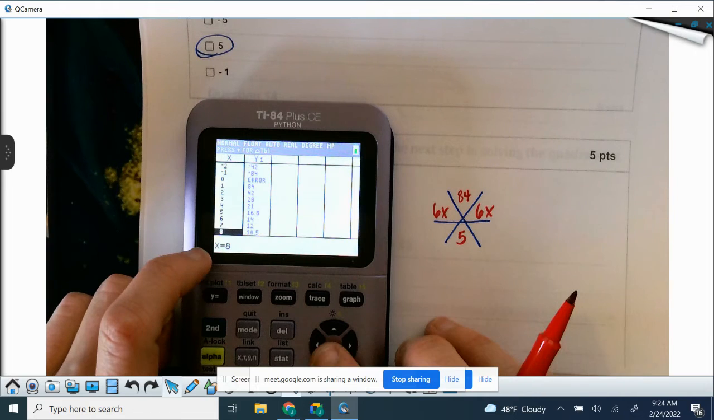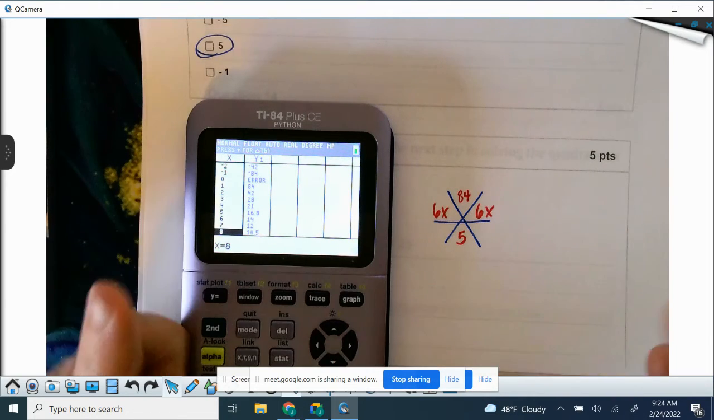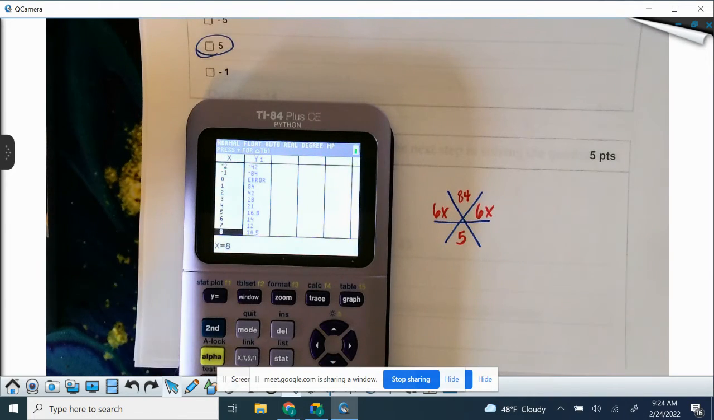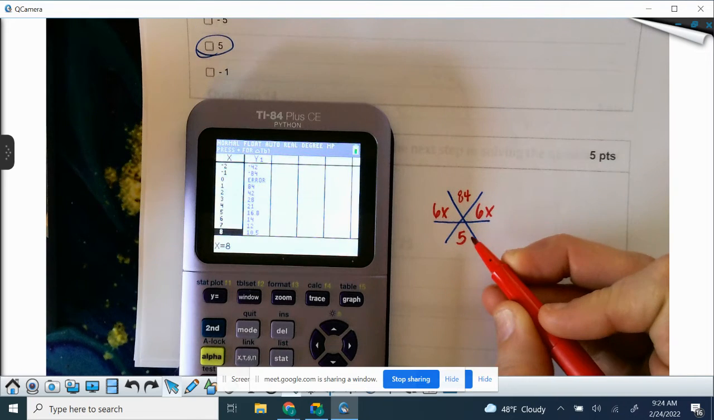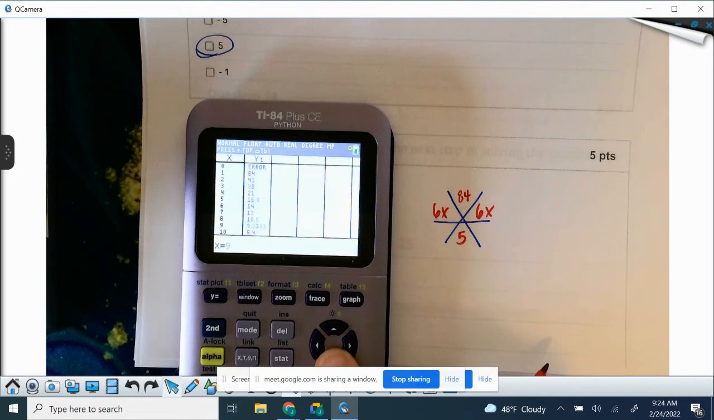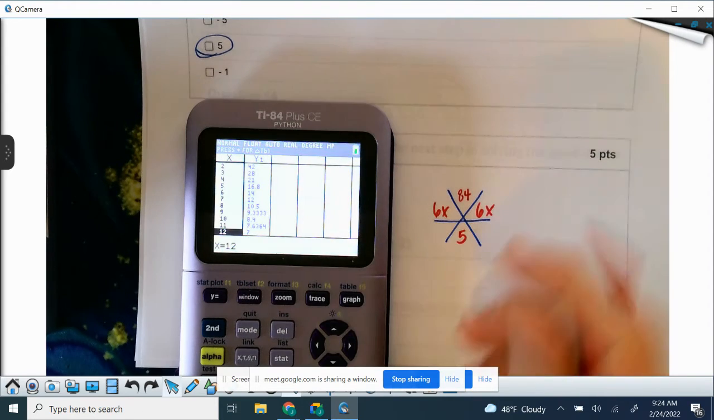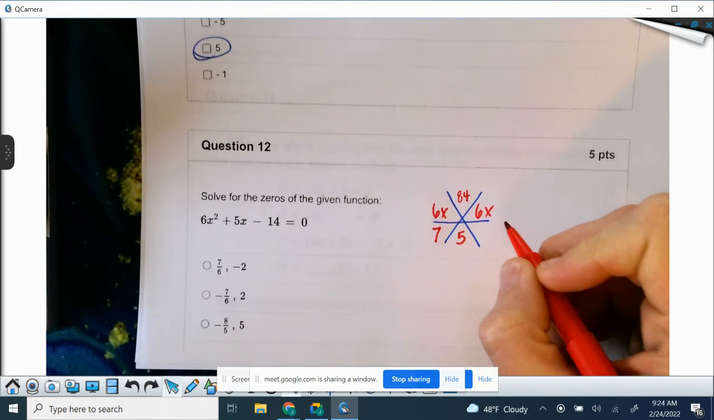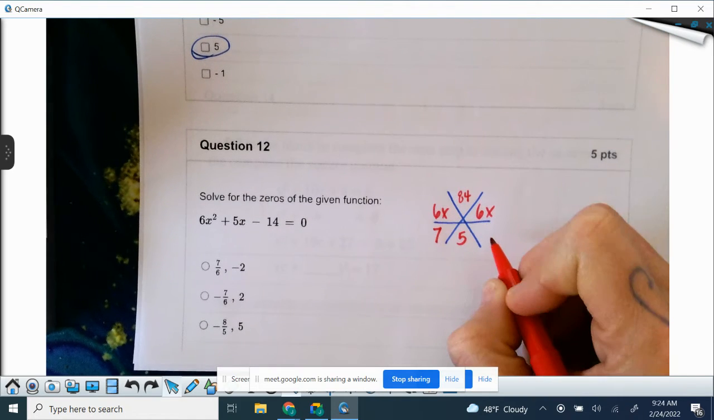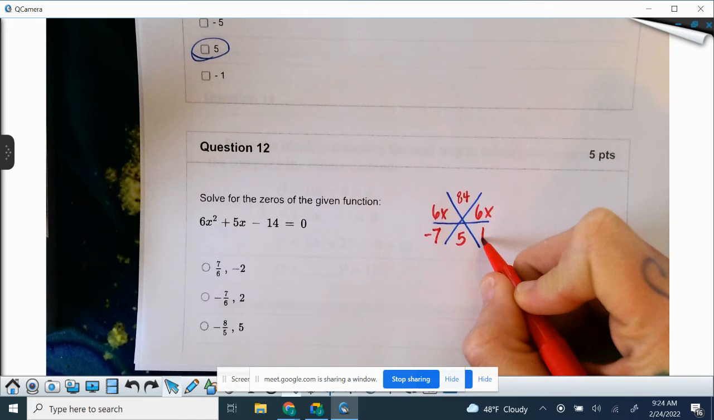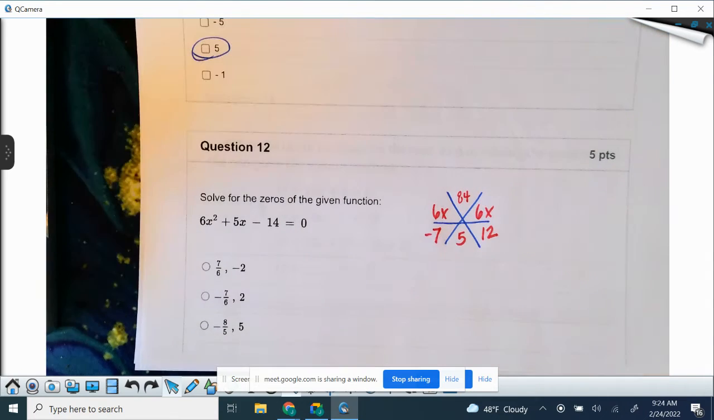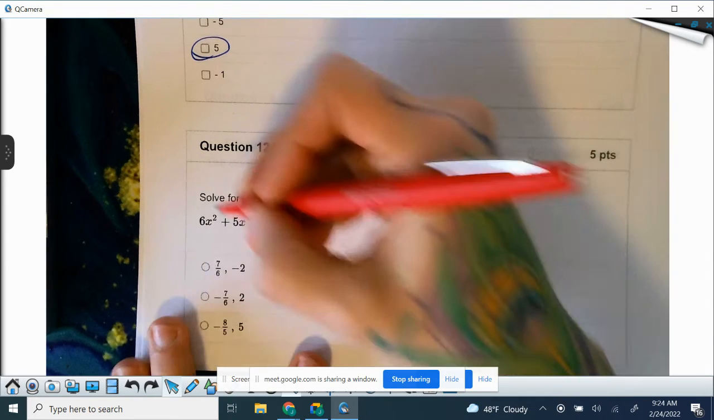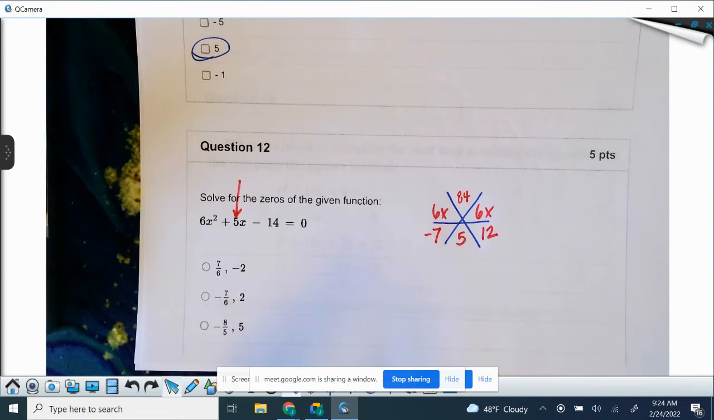So we know we've got to get a lot further down. 6 and 14, we're getting closer. 7 and 12 will give me 5, ideally. And then just check to see if you have another one before you get to 12, and you don't. So 7 and 12, and our b value was positive, so 7 is going to be negative. 12 is going to be positive, because since the b value in the middle is positive, then the bigger factor is going to be positive.